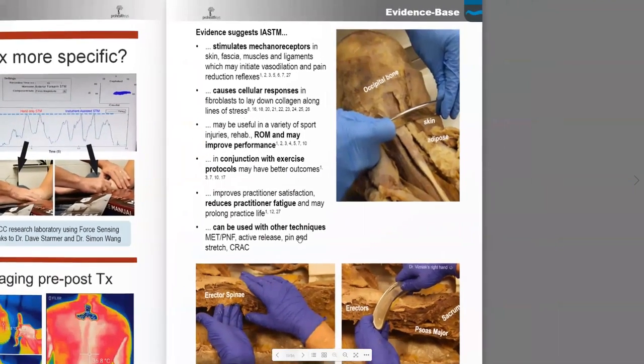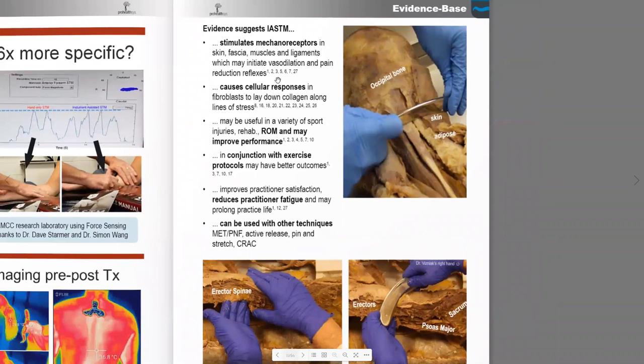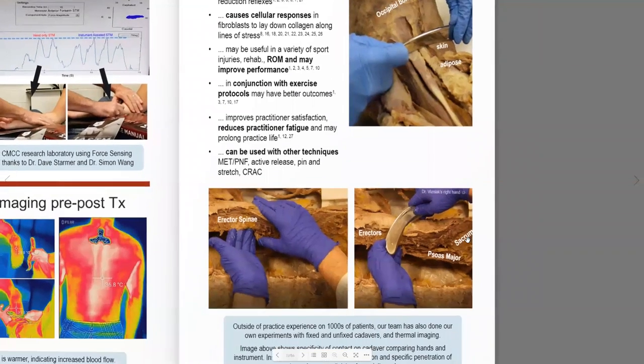We also search some of the basics for the evidence base behind it to stimulate mechanoreceptors, see cellular responses, possibly improving range of motion, neurostimulation as well, reducing practitioner fatigue. This is a big one for a lot of us who do manual therapies. You want to decrease the wear and tear on your own body. This is what they're huge for. And using it in conjunction with other techniques. Instruments do not replace your hands. They just do some of the heavy lifting for you when you are working hard.